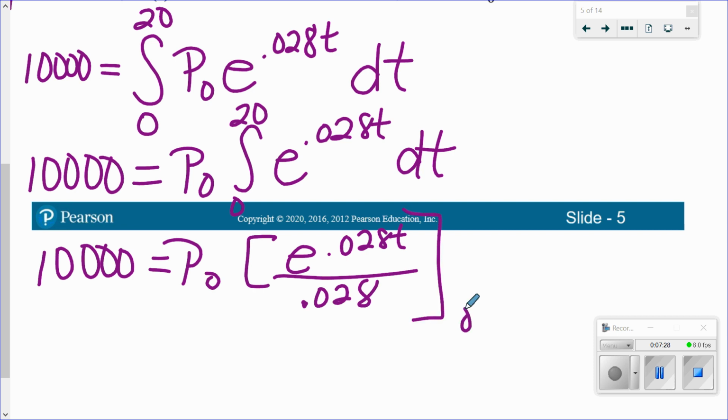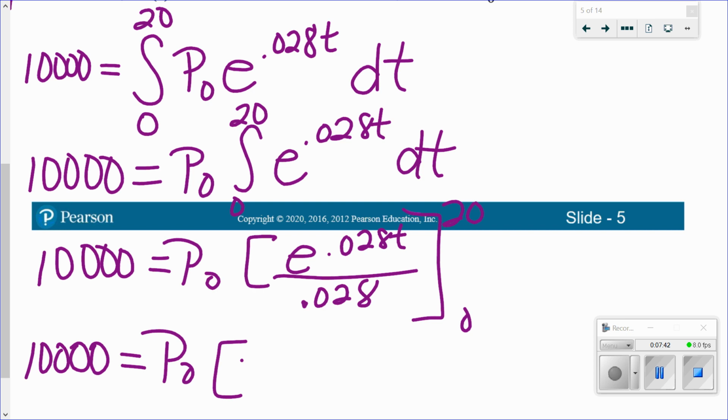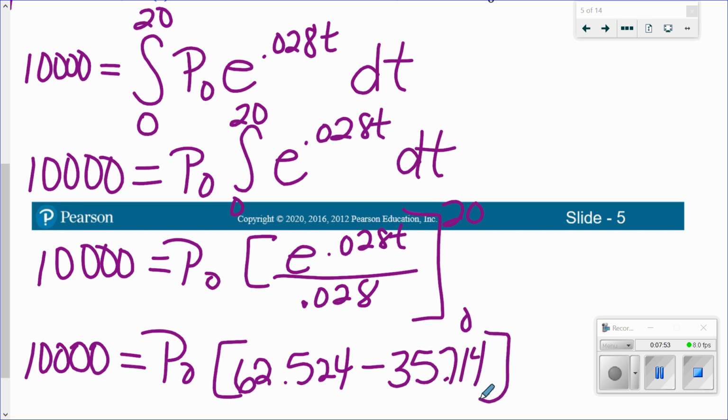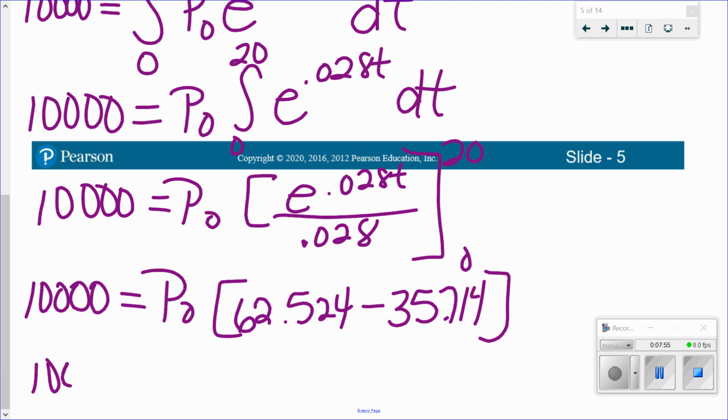And then we need to evaluate that at 0 and 20. So we have 10,000 equals P sub 0. And when we evaluate this at 20, we get 62.524 minus 35.714. Okay, 10,000 equals P sub 0.